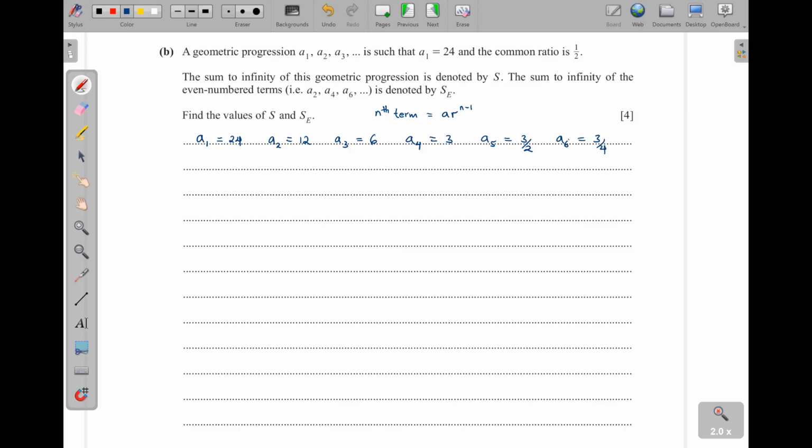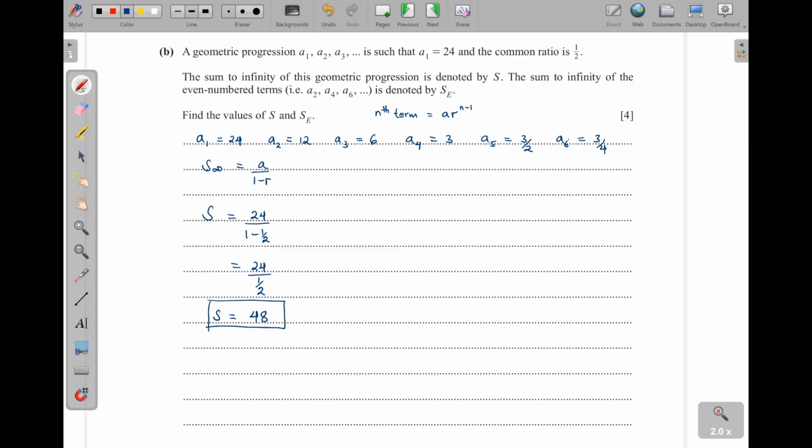Okay. Now we know that sum to infinity is equal to A over 1 minus R. Okay. So S is going to be equal to, that is for the whole of it. Okay. That is the one which was given here. So the first term is 24 over 1, then minus a half. So this one will give us 24 over 1 minus a half, you get a half. This one will somersault and then multiply with that. We shall have that as 48. So that is the value of S.